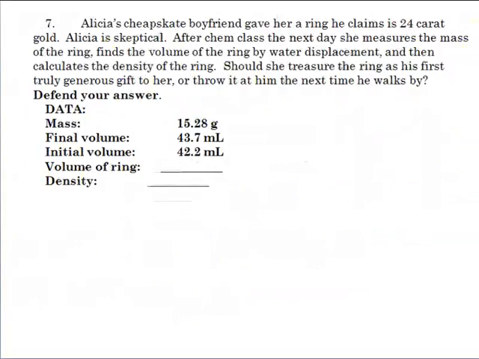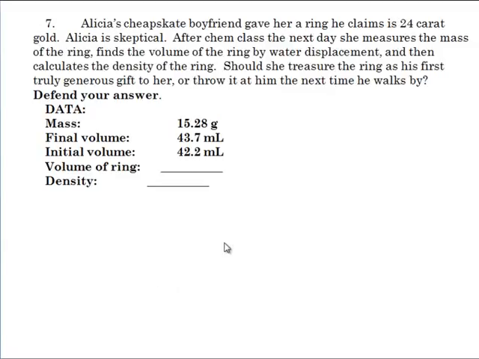Alright, question 7. Alicia's cheapskate boyfriend gave her a ring he claims is 24 karat gold. Alicia is skeptical. Well, she should be, because if it's 24 karat gold, it's going to be very soft. After chem class the next day, she measures the mass of the ring, finds the volume of the ring by water displacement, and then calculates the density of the ring. Should she treasure the ring as his first truly generous gift to her, or throw it at him the next day when he walks by?